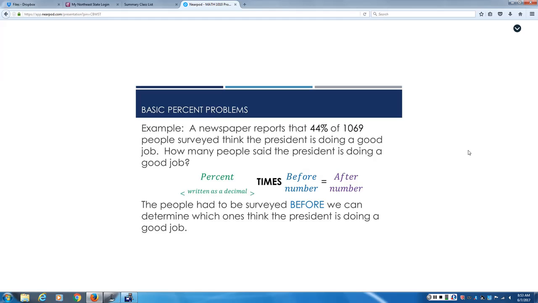In this case, the people had to be surveyed before we can determine which ones thought that the president was doing a good job. The survey had to come first. Then we can find the other number, because we had to have the survey, and then we take the percentage after we surveyed all the people. So the way that we're going to set this problem up is the before number is the number of people that are surveyed.